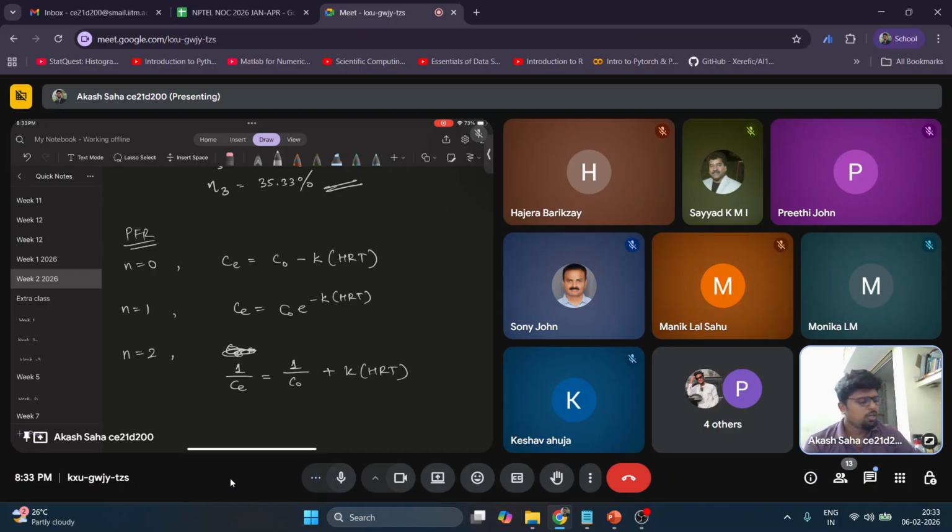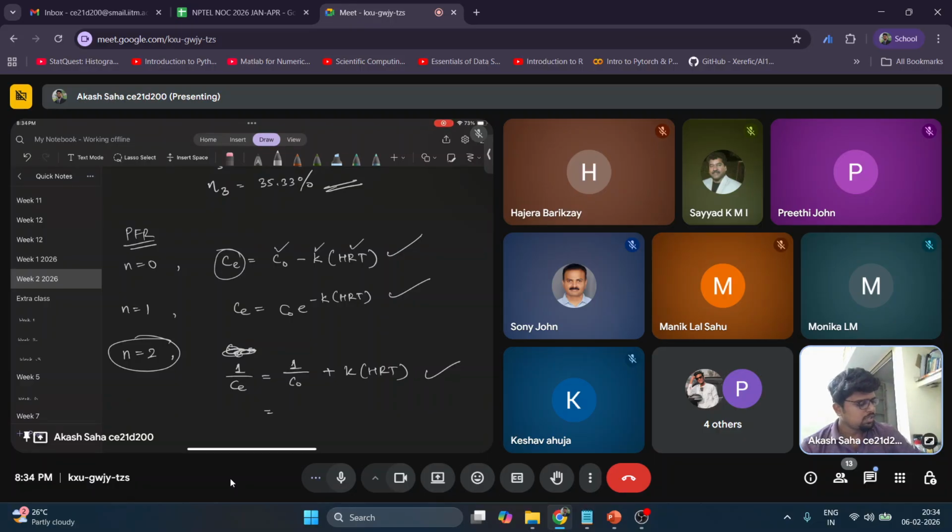So in the question, we know C naught, we know K, we know HRT. Just put it in, okay, and see whether you are getting the effluent concentration. In whichever order you get the effluent concentration as per the given concentration, that will be your order of reaction. If you solve this, you will get the second order reaction for this particular problem. So my order of reaction will be 2.